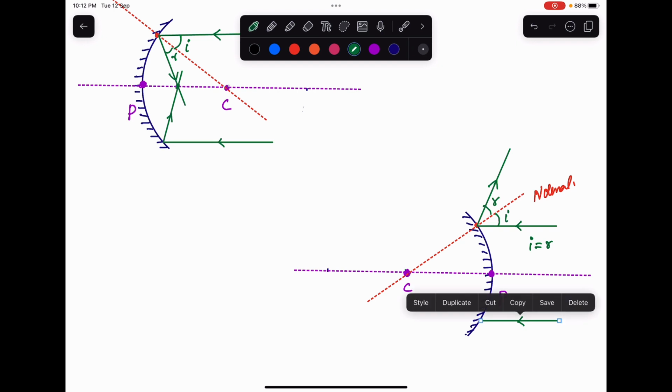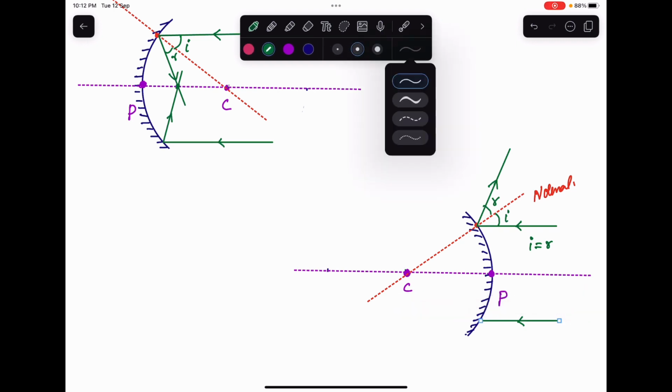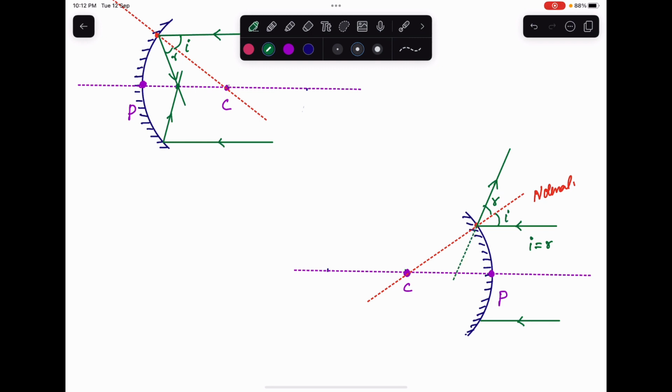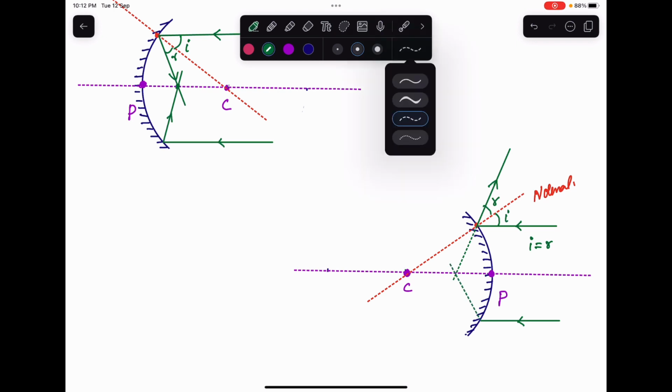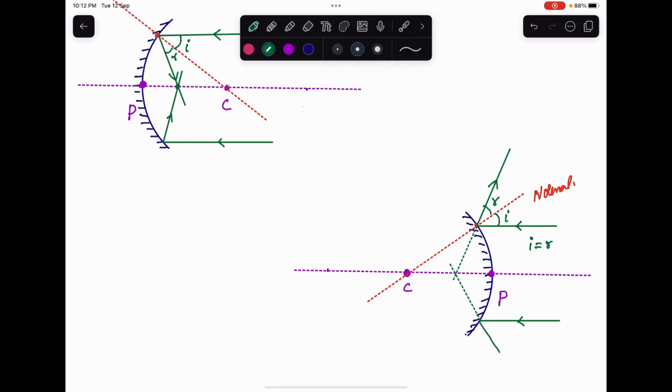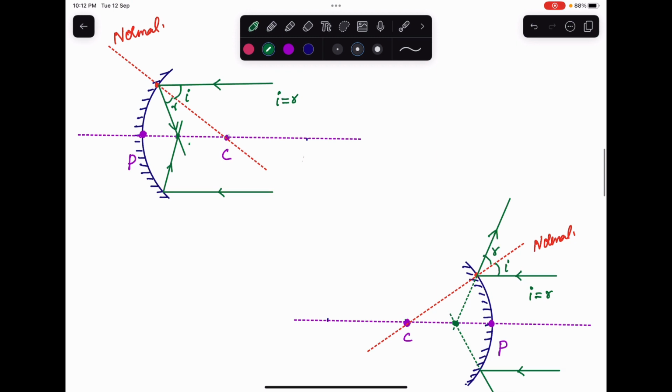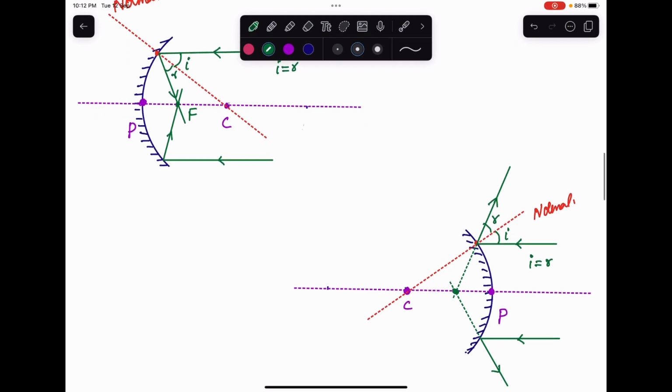For this one, the previous reflected ray is not meeting at all, so what I can do is just extend it behind. Similarly this reflected ray also will be extended behind. So the reflected rays are to be considered in this way, and on extension the two reflected rays meet on the principal axis at this particular point, and such a point we term as focus, or focal point, or principal focus.